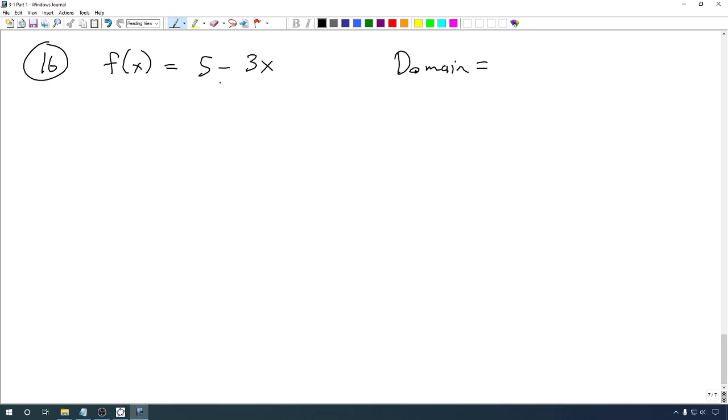Now, this is a linear function. It's pretty simple. The domain is going to be all real numbers. There's no number that we can't plug into this function. So we say all real numbers, or we can use negative infinity to infinity. I'm going to keep talking about the domain for each of these problems. It won't really be relevant until some of the later ones, but I do want you to get into the habit of thinking about the domain when you tackle these kinds of problems, because it is going to be important later on.